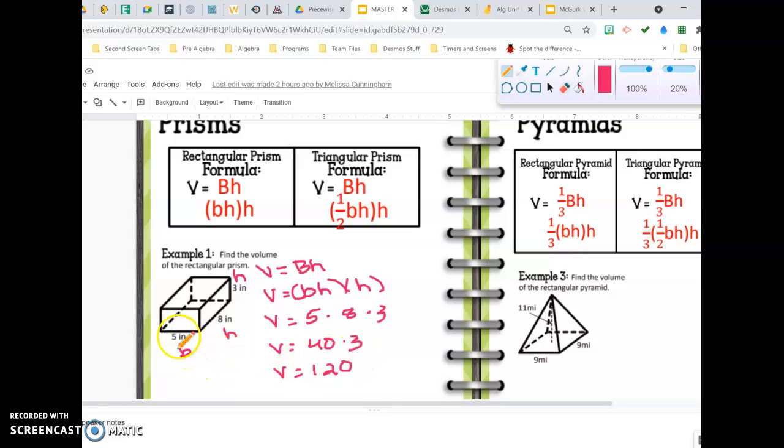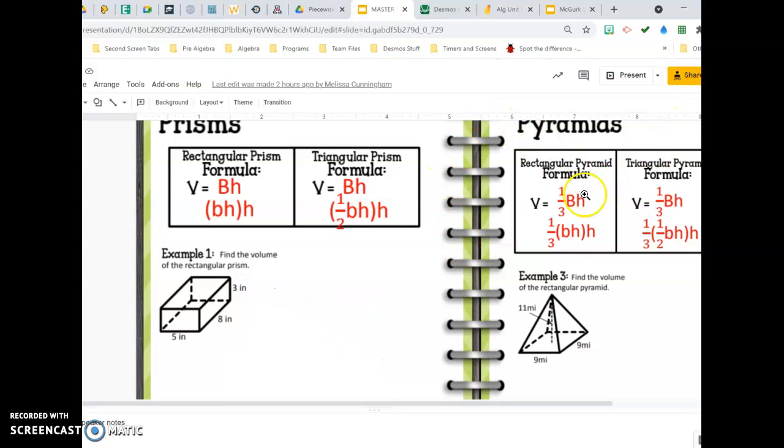Okay, you'll need to put units on here, and so check your units. On this figure, it is inches, and because it's volume, it's cubed, so the volume of this rectangular prism is 120 inches cubed, and I got that by multiplying the base times the height times the second height.